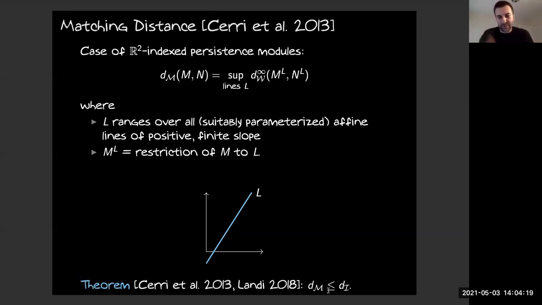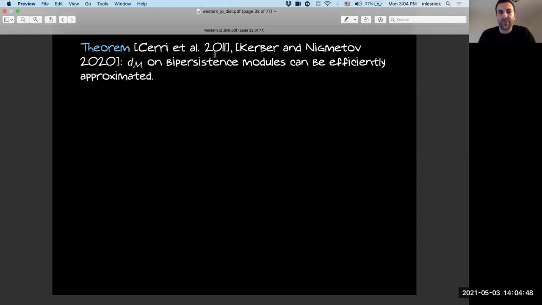And it turns out that this matching distance is a lower bound for the interleaving distance. It was already implicit in the work that introduced this, but Landy proved this explicitly. It's an easy application of algebraic stability. And so what's nice is that this is computable. And in fact, Andrea Cherry and his co-authors developed a quad tree-based algorithm for computing these matching distances on 2-parameter persistence modules back in 2011. And recently this was revisited by Michael Kerber and Arnar Nigmatov.